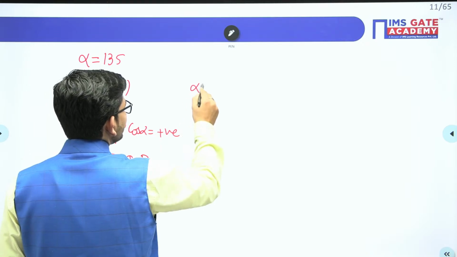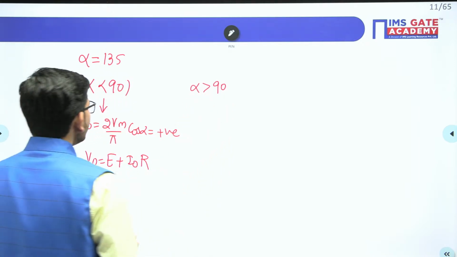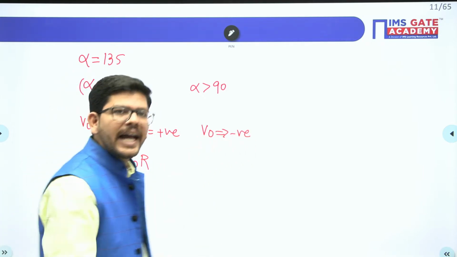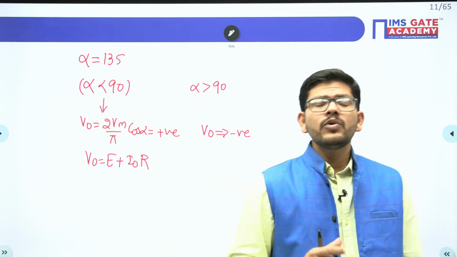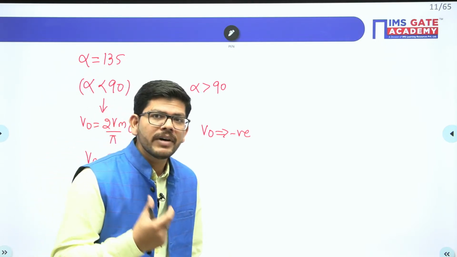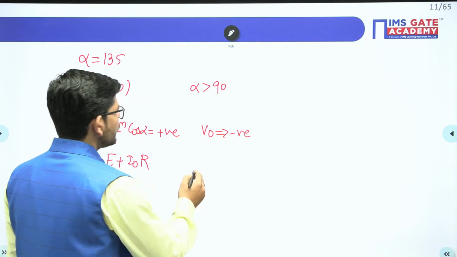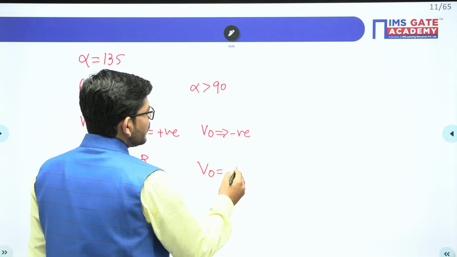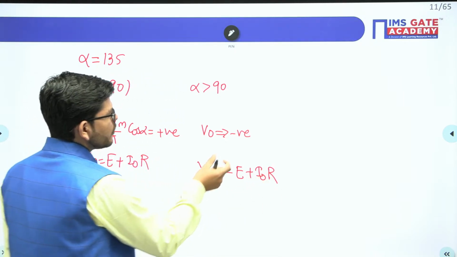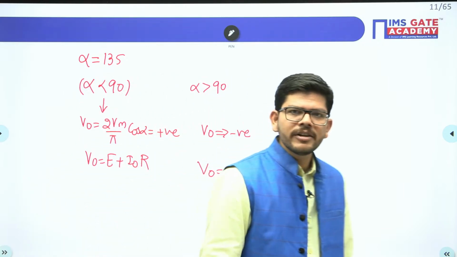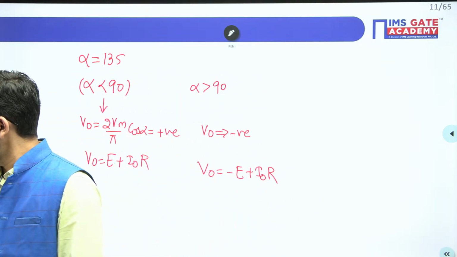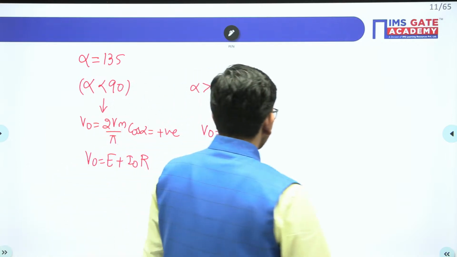But when the firing angle is greater than 90 degrees, what will happen? This expression of V naught will give you a negative voltage, and in that case you have to invert the battery terminal, because now it is acting as a line commutated inverter. So E must be reversed, and the KVL of the load side will be V naught equals minus E plus I naught R. This fact you have to remember while solving this question.